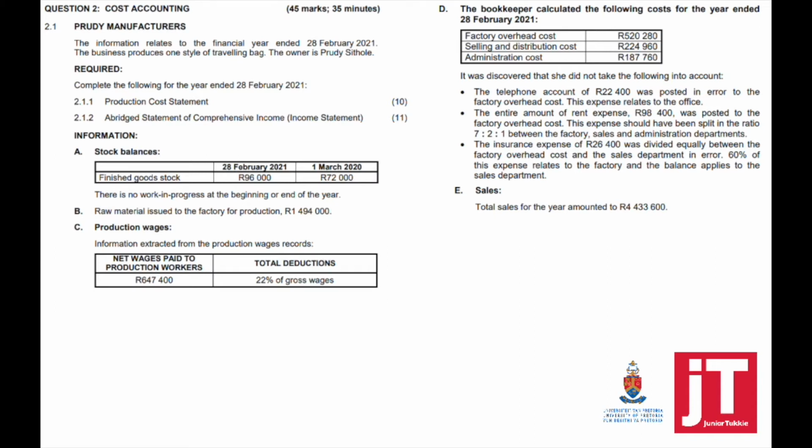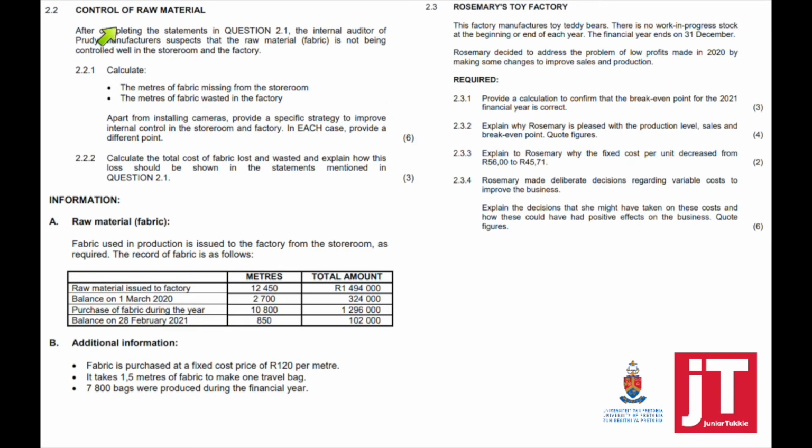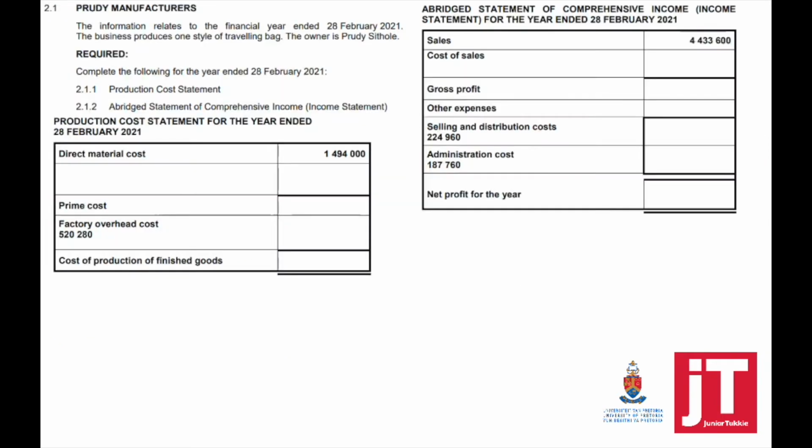Now, this question consists of question 2.1, 2.2, and question 2.3. We are going to break down this video into 3 different parts, where we're first going to focus on question 2.1, which is completing the production cost statement and the bridge statement of comprehensive income. In other words, the income statement.